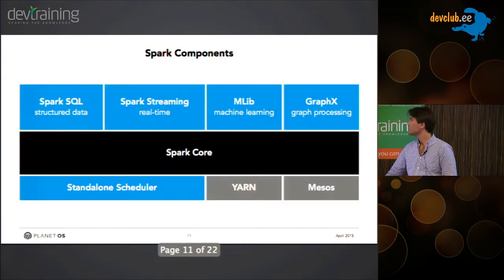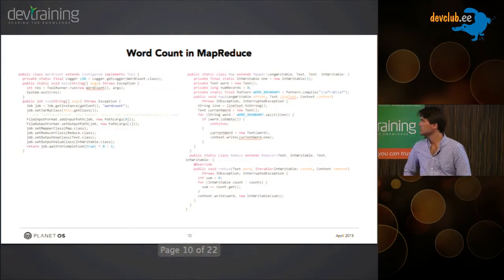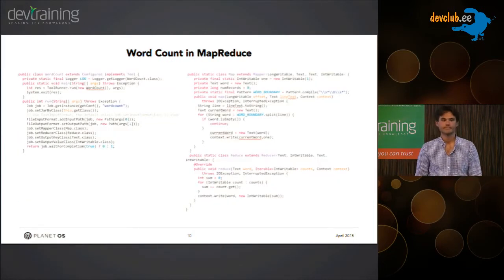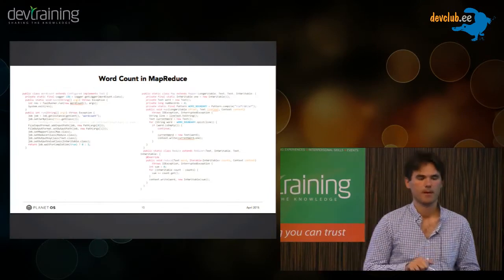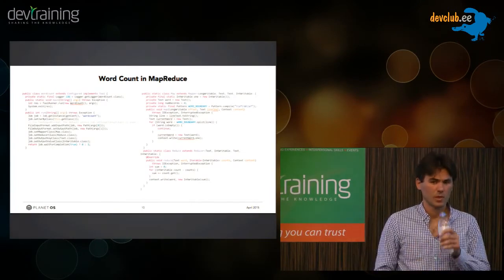Let's see. So, any questions so far? You mentioned that once you boot up the Spark context, then you can execute queries relatively faster.